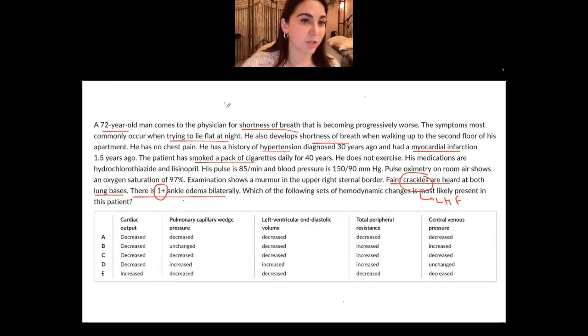Right-sided to me is central venous pressure. If I have an increase in central venous pressure, that's always only going to be a right-sided problem. Him having 1+ ankle edema, I'm like, okay, it can be either. But if you look at everything else in this prompt, he's got crackles, that's left-sided. He's got pulmonary symptoms: shortness of breath, orthopnea, and risk factors for left-sided heart issues. He's a smoker, he's got hypertension, he had an MI. So all this should be leading you to think of left-sided heart failure.